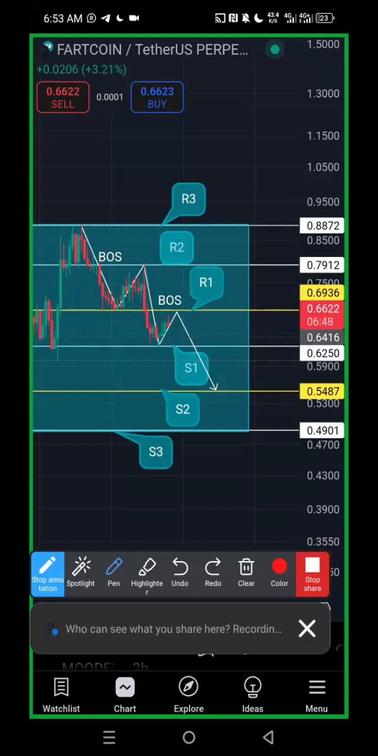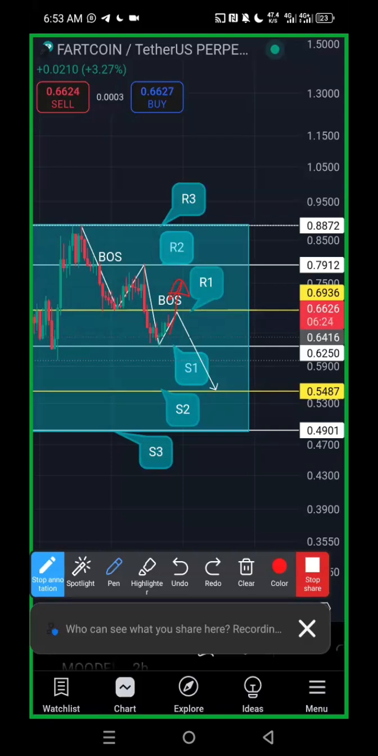But then with reference to where the market price is, you can't tell where the next movement would be, right? You cannot yet tell whether the price is going to continue going down or it will build momentum and come and break above R1.